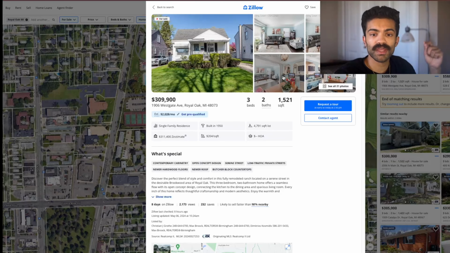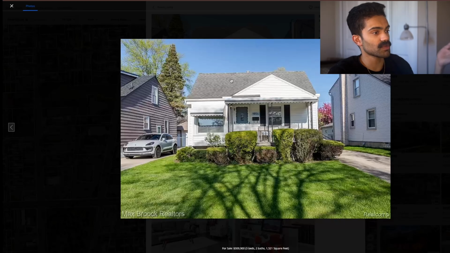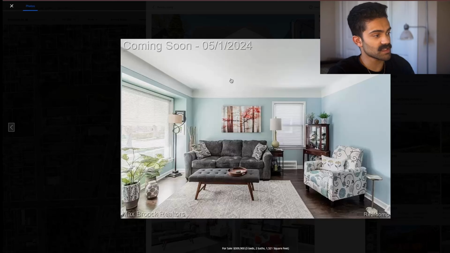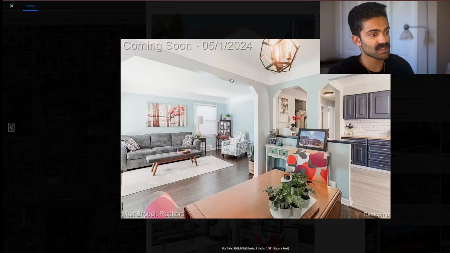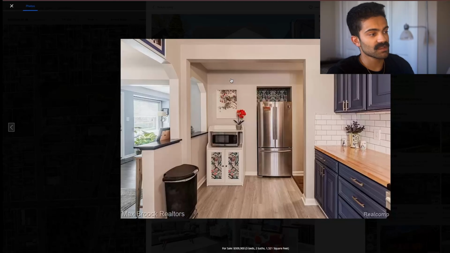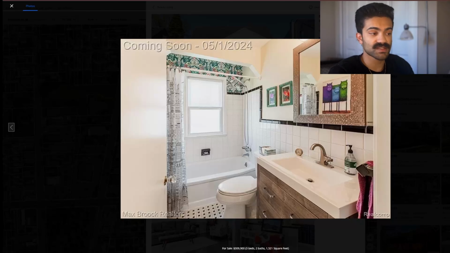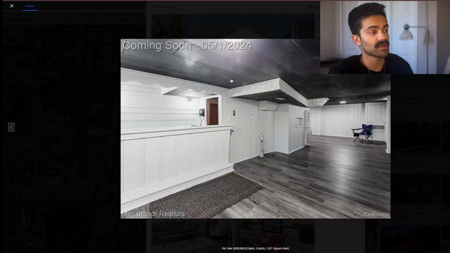So, we're going to be looking at this property right here, basically 310K, 3 beds, 2 baths, 1,500 square feet. It's in Royal Oak. This is a really good city in Michigan, and it's a really nice property from what I'm looking at right here. This is actually nicely done. It's not in old condition. The kitchen and the walls look nice. They have a backsplash. This is a good kitchen with nice appliances, and this is basically a good priced, well done home. I would consider this.